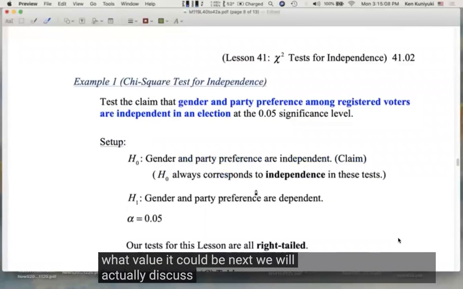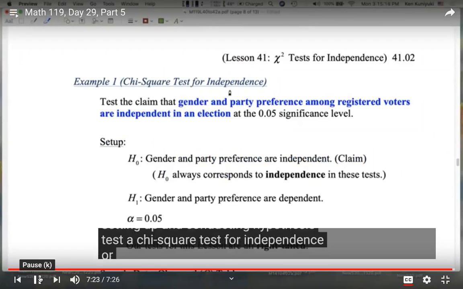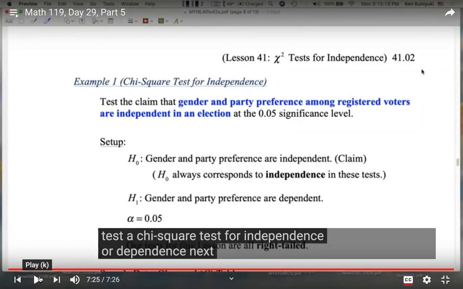Next, we will actually discuss a particular example, setting up and conducting a hypothesis test. The chi-square test for independence or dependence. And by the way, I think you tend to see these more often. Like, for example, when you hear about the classic studies about does smoking cause cancer, bearing in mind that these are not tests for causality. Okay, it's about statistical dependence. Well, it's like you have a smoker versus a non-smoker. Did the person develop lung cancer or not? So it's like, is there a relationship between smoking and presence of lung cancer? So these you see quite a bit in studies. Questions? We're going to conduct this kind of test.